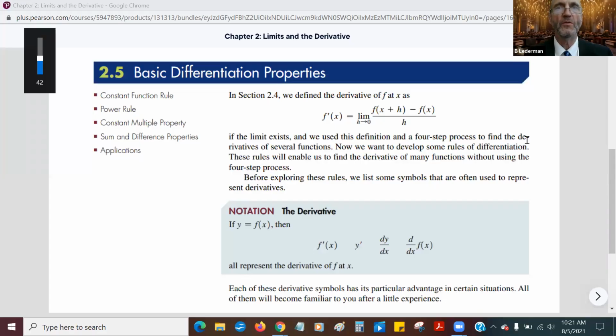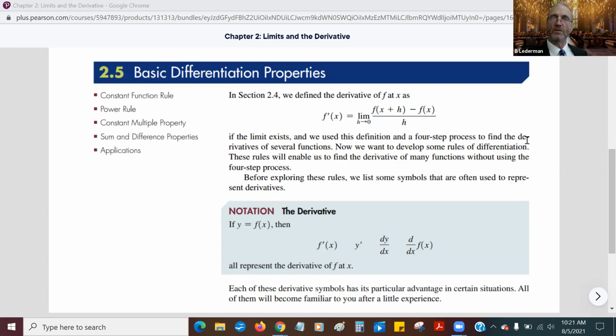Okay, everybody. Now we're doing section 2.5, and this is basic differentiation properties. And we're going to see that the differentiation properties are very similar to the properties of limits and very similar to the properties of continuity. But let's just do it.